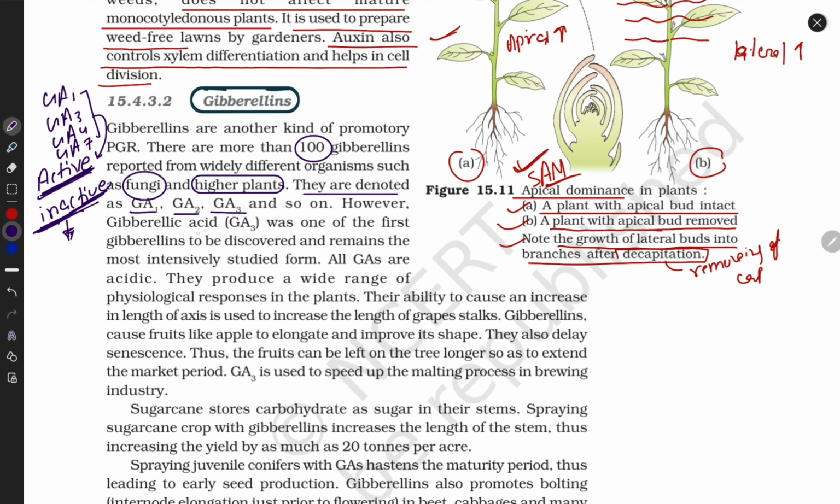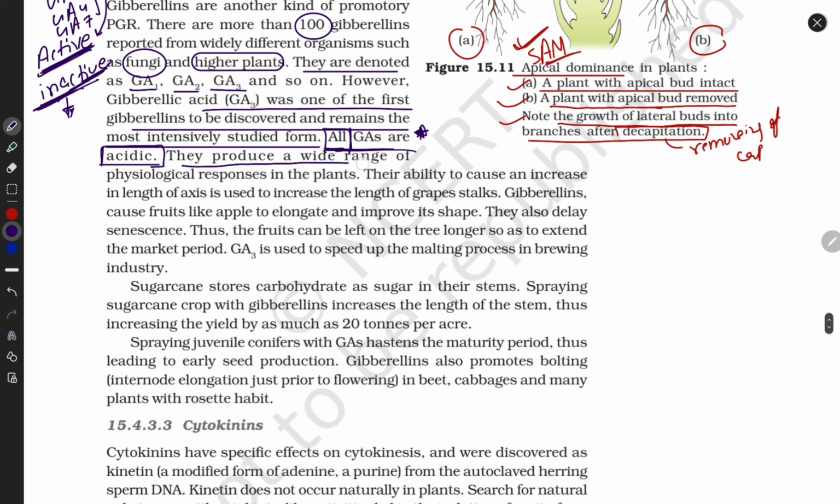Gibberellic acid was one of the first gibberellins to be discovered and remains the most intensively studied form. All GAs are acidic. This is the statement, guys: all gibberellic acids are acidic. Be specific. They produce a wide range of physiological responses in plants.